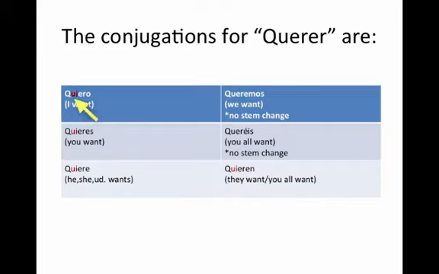In red, we have highlighted the stem change where the letter E of the stem changes into IE. Take a minute to notice how it works. Notice that in the vosotros and nosotros form, there's no stem change.